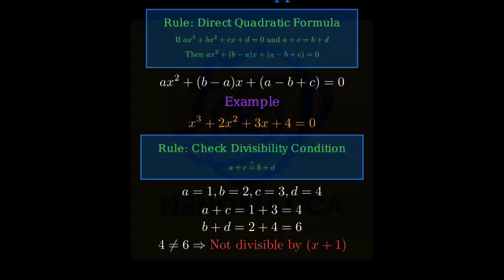So, a plus c equals 1 plus 3, which is 4, and b plus d equals 2 plus 4, which is 6. Since 4 is not equal to 6, the condition is not satisfied, and the polynomial is not divisible by x plus 1. Let's try another example.